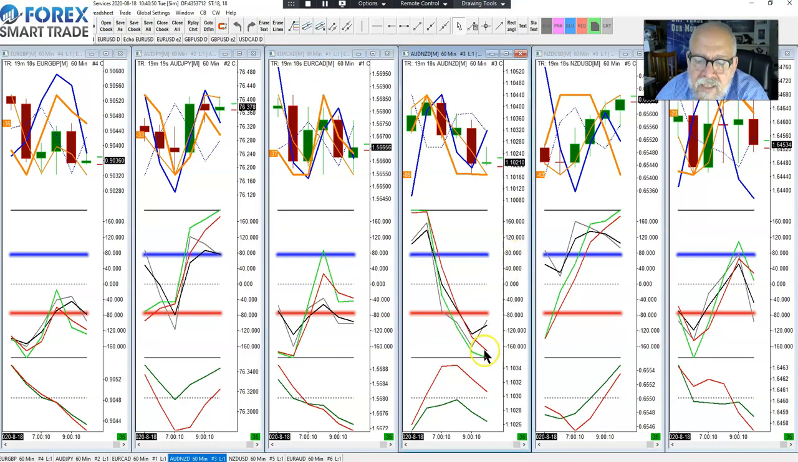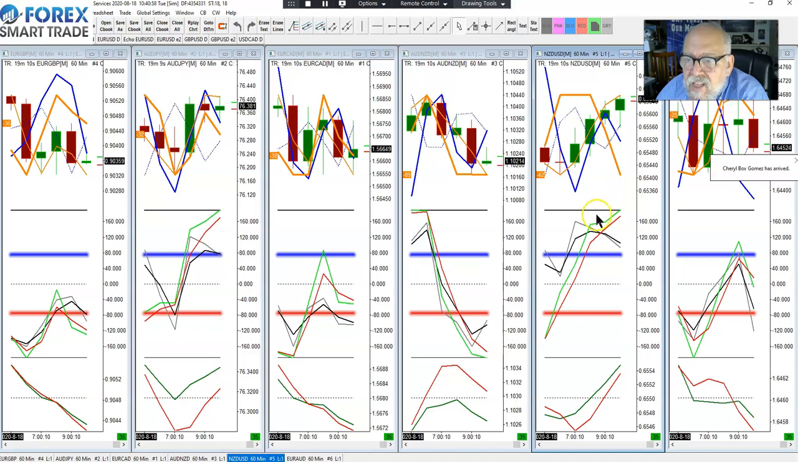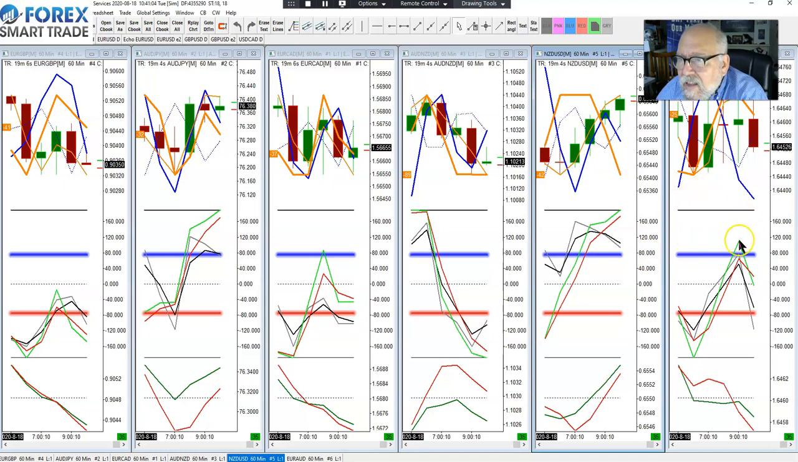Australian, New Zealand dollars oversold. Minors are coming up, majors not yet. NZD USD, majors going up, minors going down, so nothing there yet. And Australian USD, we never really quite fully made it to overbought, but everybody's pointing down. Majors and minors, they've got good steepness to the lines, and the majors aren't quite halfway. So I kind of like this, even though we're not overbought yet.